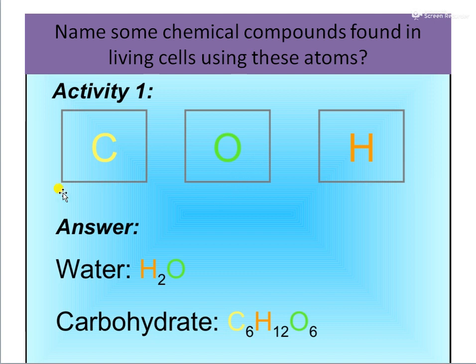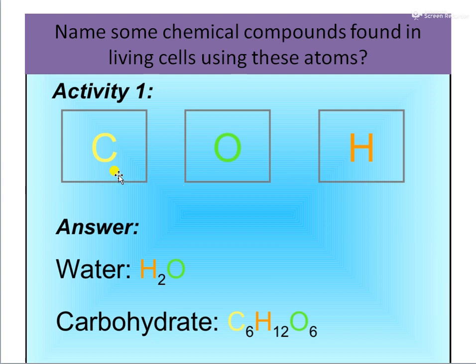Now, let's name some chemical compounds found in living cells using these atoms: carbon, hydrogen, and oxygen. If you take hydrogen and oxygen, you get water. If you get carbon, hydrogen, and oxygen together, you get a carbohydrate. So in all living cells, different chemical compounds are formed by different combinations of these atoms.